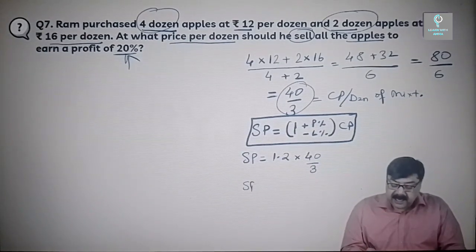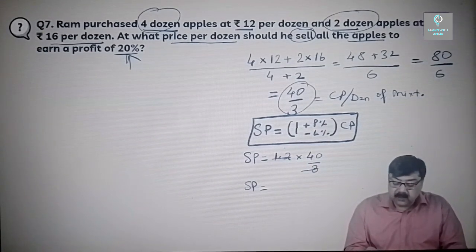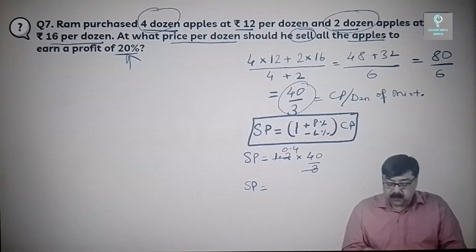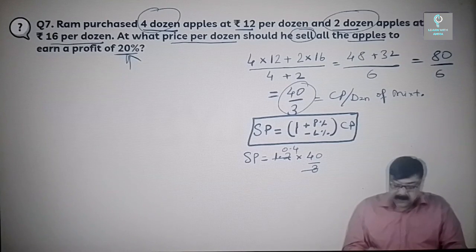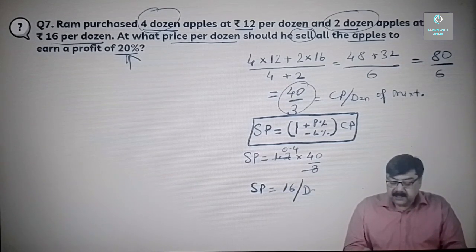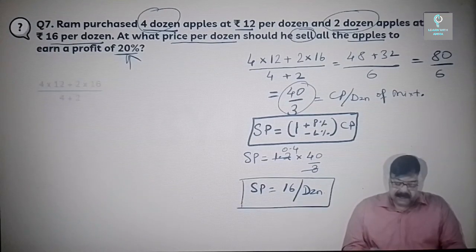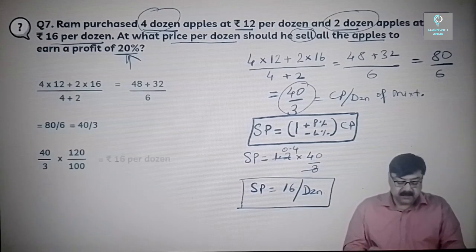So the selling price here happens to be 3 into 4 is 12. So 0.4 is what we get here. So 0.4 into 40, 4 4s are 16. So selling price here will be 16 per dozen of apple. So this should become our answer by this process.